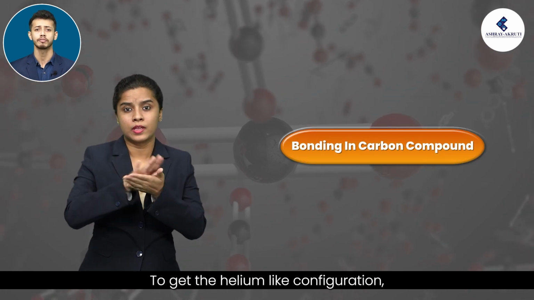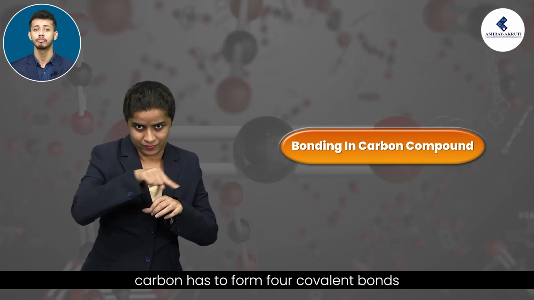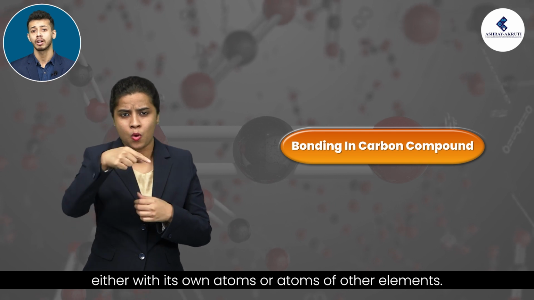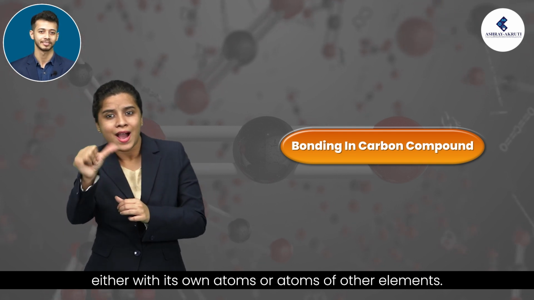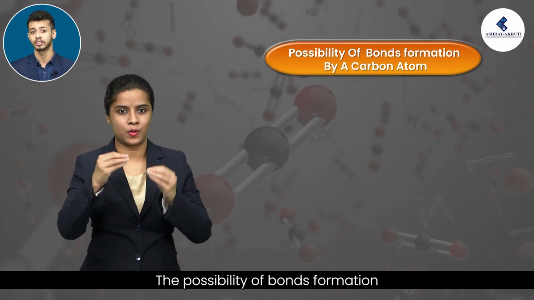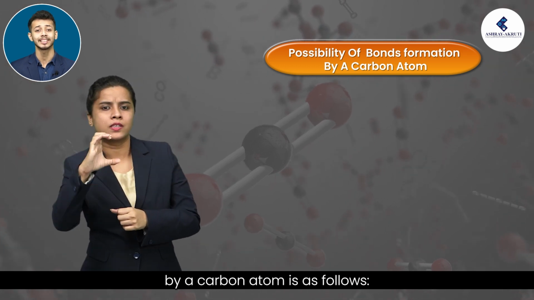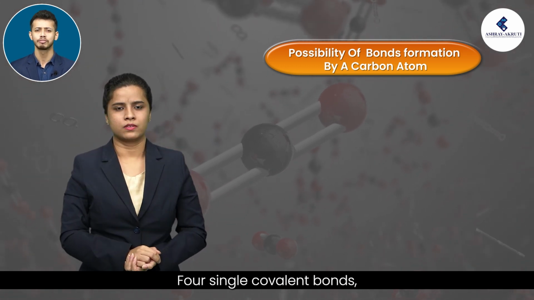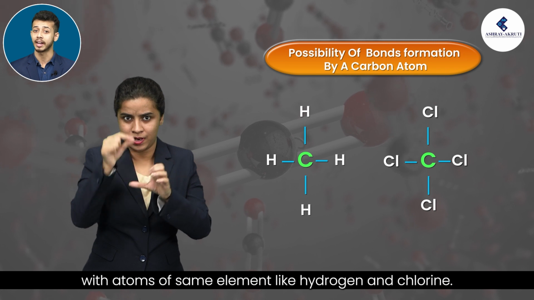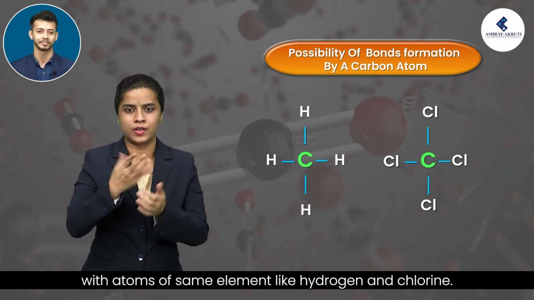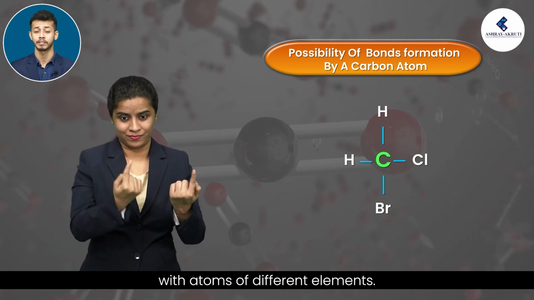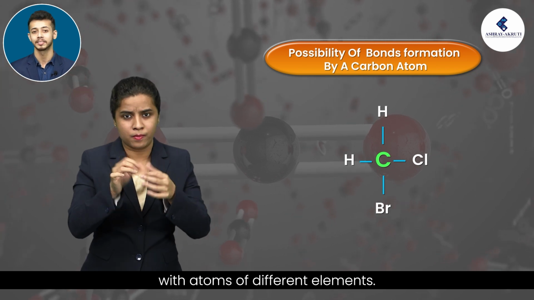To get the helium-like configuration, carbon has to form 4 covalent bonds, either with its own atoms or atoms of other elements. The possibility of bond formation by a carbon atom is as follows. 4 single covalent bonds with atoms of the same element like hydrogen and chlorine, or 4 single covalent bonds with atoms of different elements.